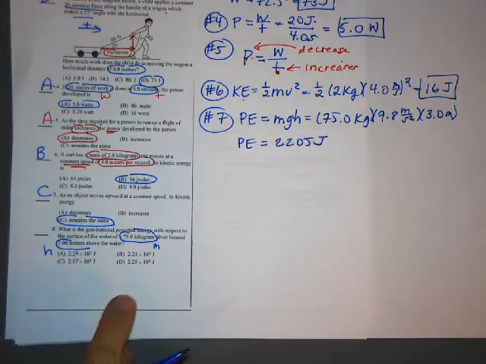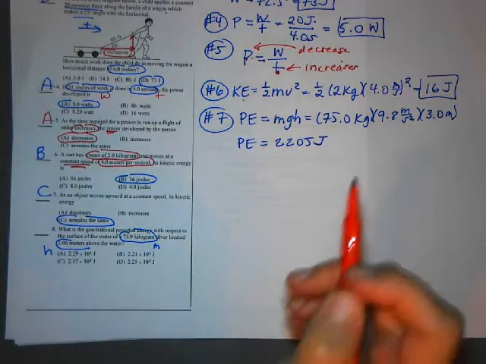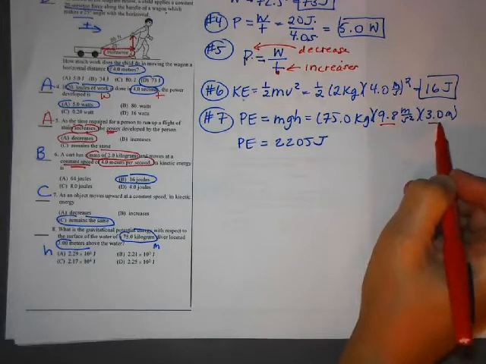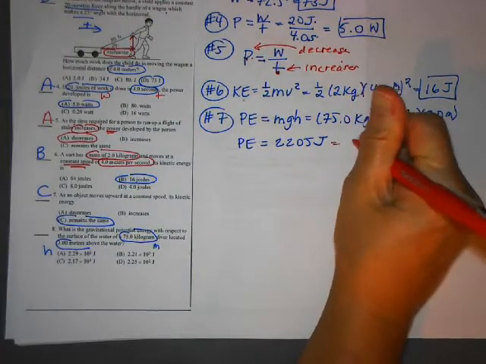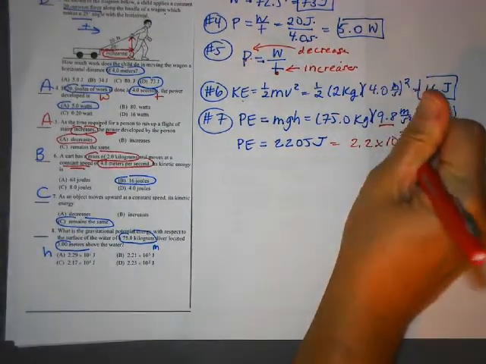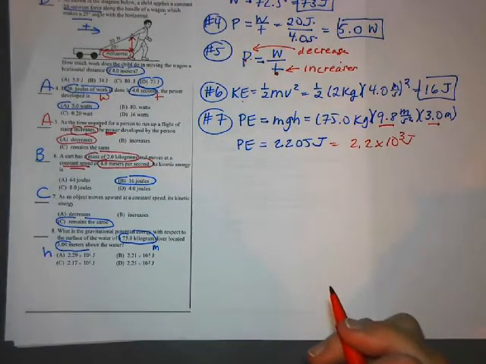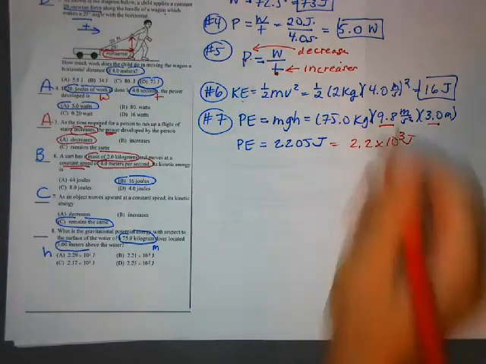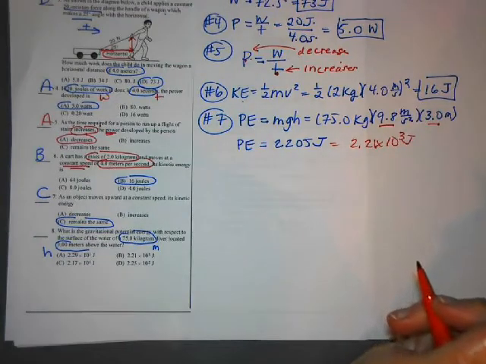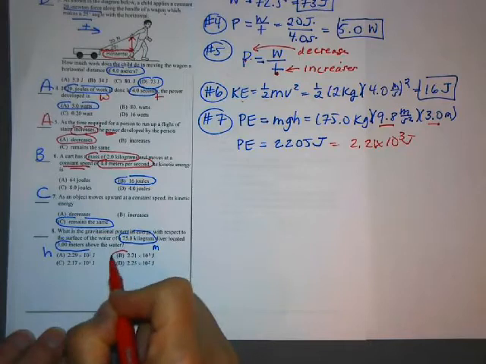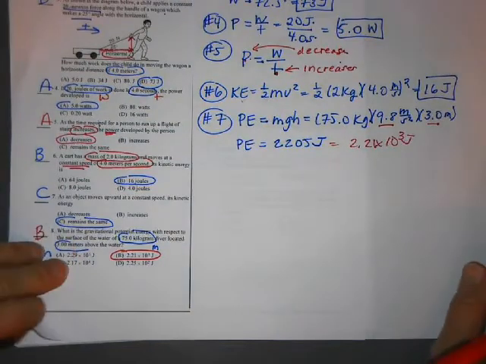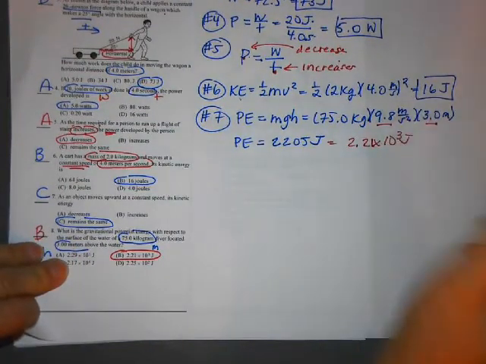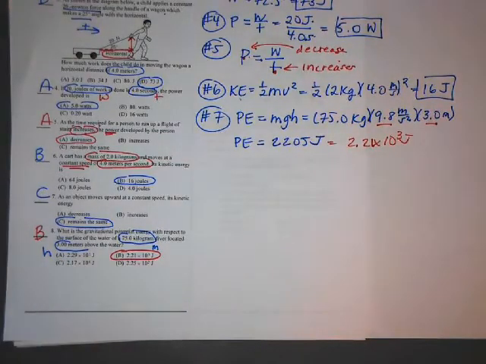But I don't see that in my choices because that's going to be in correct significant figures. So this is 2, this is 2, that's 3. So my answer has to be rounded to 2 significant figures. So this would be 2.2 times 10 to the 3 joules, and 2.21 would be 3 significant figures. So that's going to be B. All right, so that's number 8.